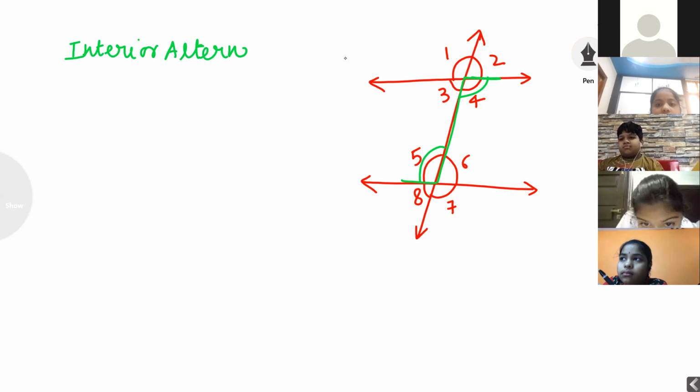If any figure is forming Z shape, that is called interior alternate angle. Angle 4 is equal to angle 5. And again check it, students, where is forming Z? Left side also is forming Z. Angle 3 is equal to angle 6. This is called interior alternate angle.